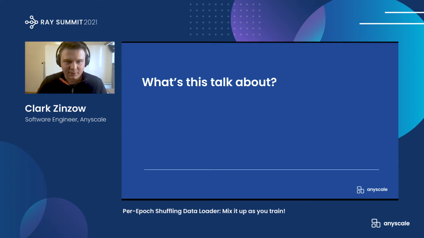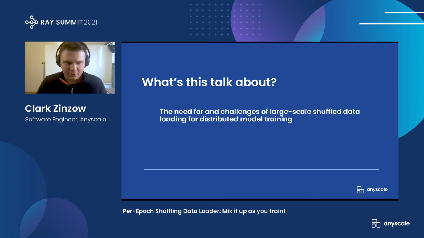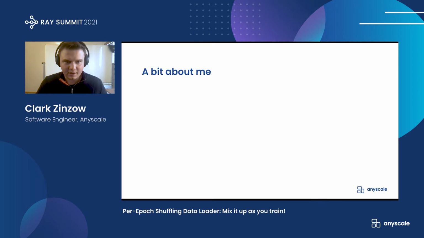First, what's this talk about? At a high level, quick overview. We're going to both motivate and talk about the specific challenges of creating a shuffling data loader that can handle large data scales and distributed model training. And we're also going to describe what we feel is a compelling Ray-based solution.